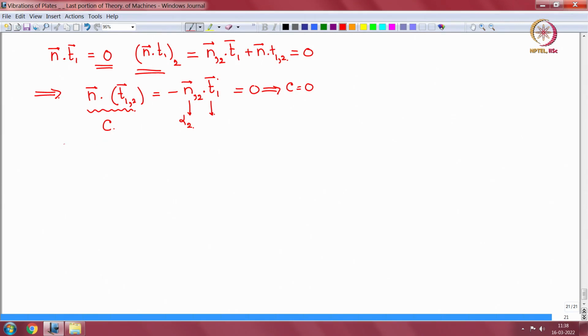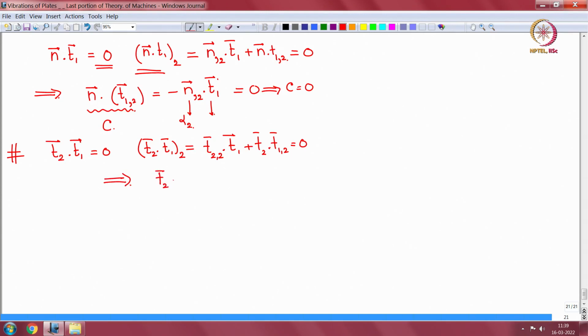Okay. Next we have T2. T2 dotted with T1 is already 0, and therefore T2 dotted with T1 comma 2 is equal to T2 comma 2 dotted with T1 plus T2 dotted with T1 comma 2, that is again 0, because this is already 0, which means T2 dotted with T1 comma 2 is the negative of T2 comma 2 dotted with T1.